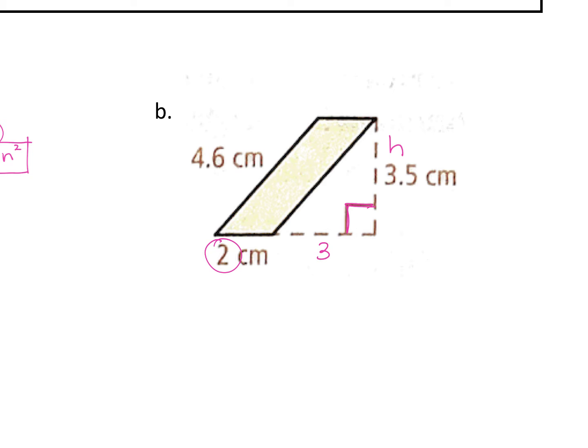Now, if this had a 3, is your base 5? No. Your base is only the side of the figure. It would not include this extra little piece here, okay? So area equals base times height is going to be area equals 2 times 3.5. So the area of that parallelogram is what?